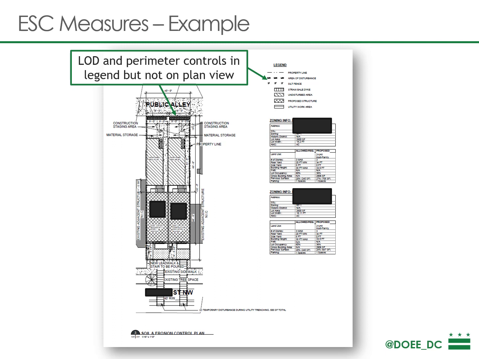In this example, we can see here that they've shown the LOD and the perimeter controls in the legend, but they're not on the plan view. So this is very important to make sure that you're indicating clearly where the perimeter controls are located and that they're appropriate to the project.